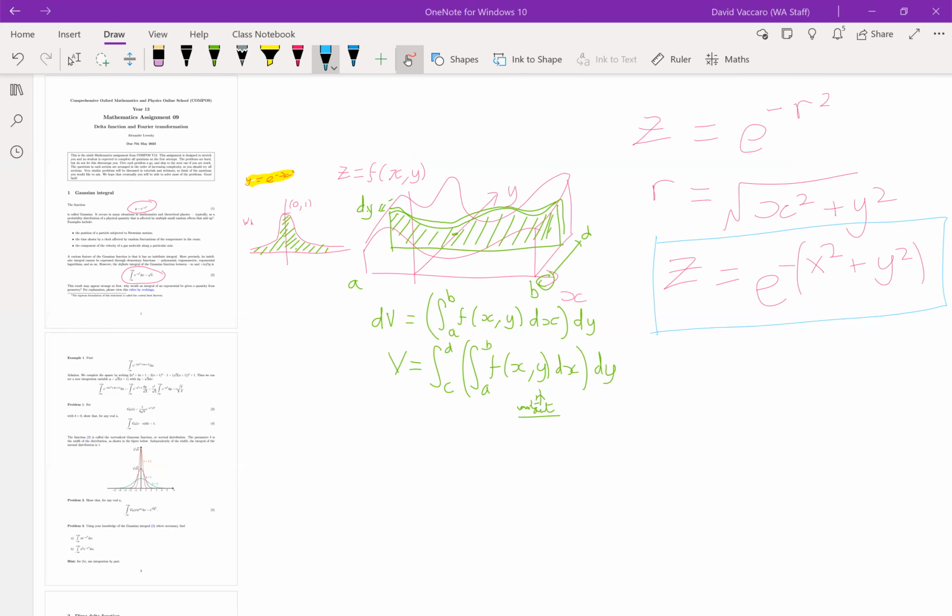Oops. I forgot to put the brackets in. Oops. Brackets in the wrong place.